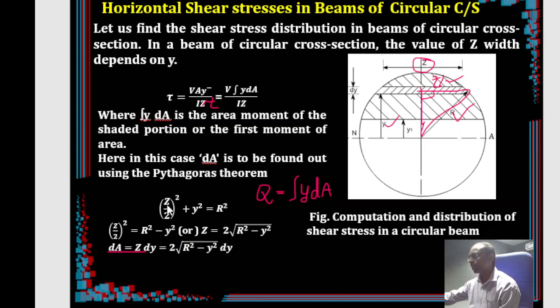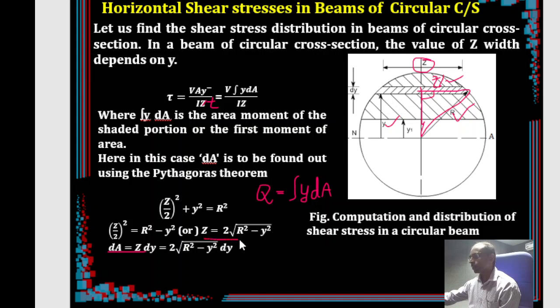In other words, z is what is desired for us. So z you put on one side, put the other terms on the other side, so it becomes r square minus y square, and these two go to the other side, becomes 4. Then that is z square, and you can get your z value by putting a square root on the entire term, then it becomes 2 times root over r square minus y square.